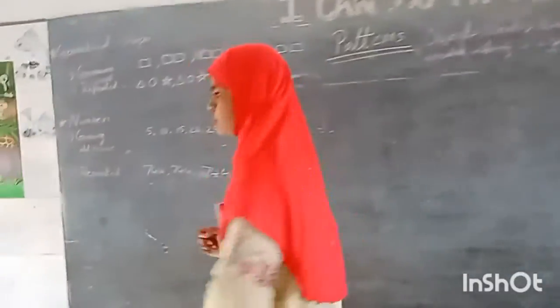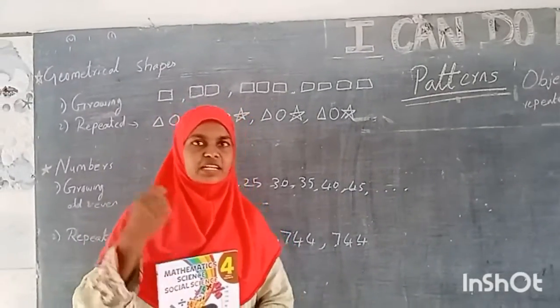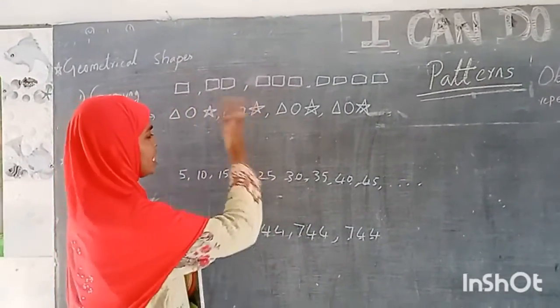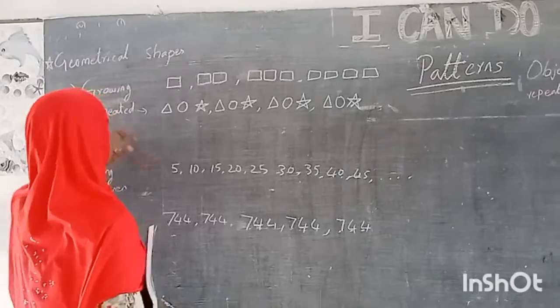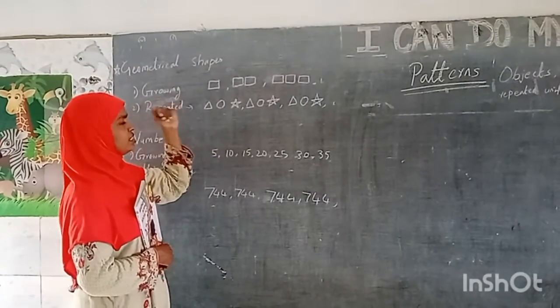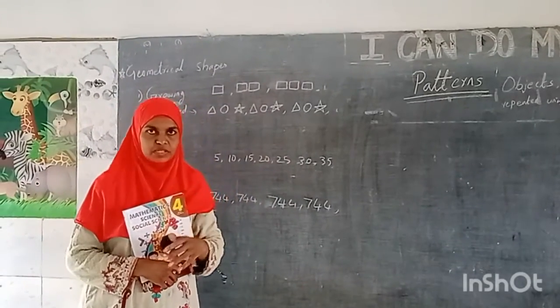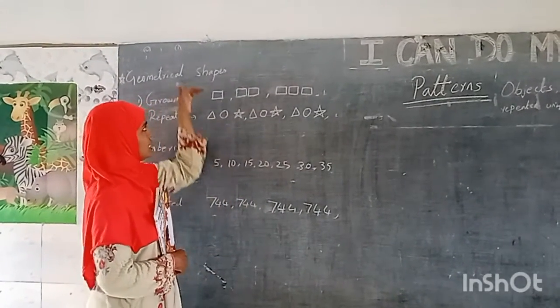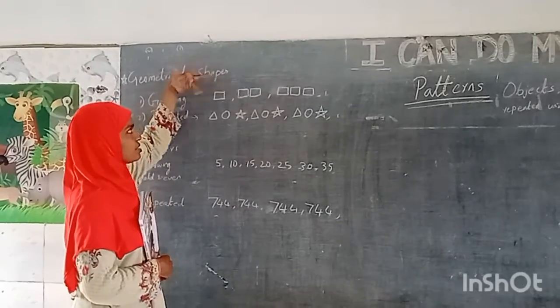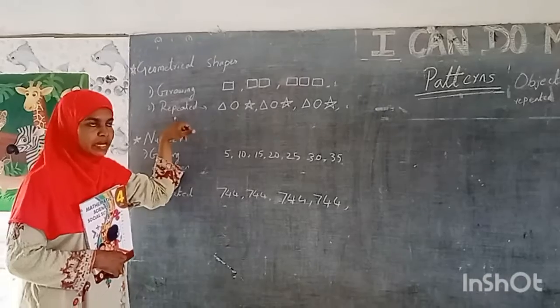Geometrical shapes, you know, we have a square, rectangle, triangle, circle, everything. With those shapes, it has to be repeated. See here, you see the geometrical shape patterns. Now, in geometrical shape patterns, we have two types. One is the growing pattern, another one is the repeated pattern.